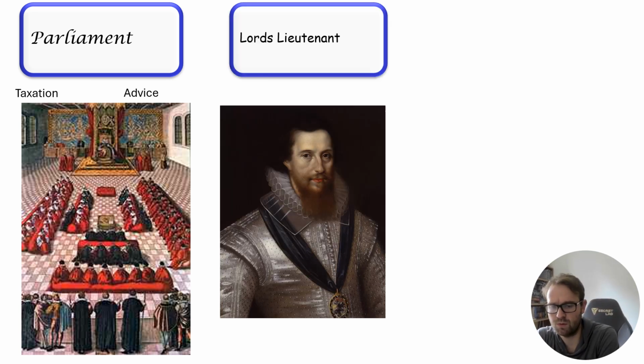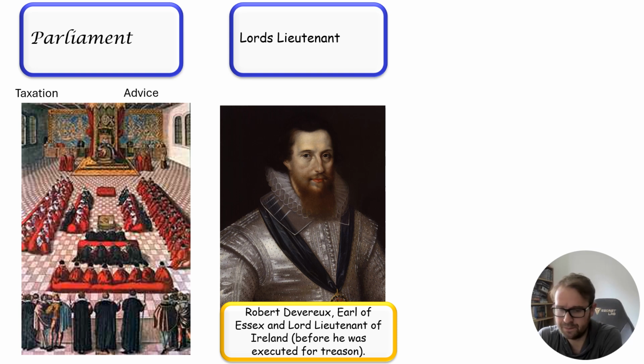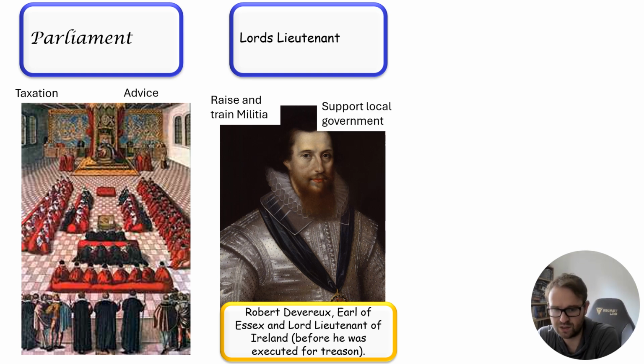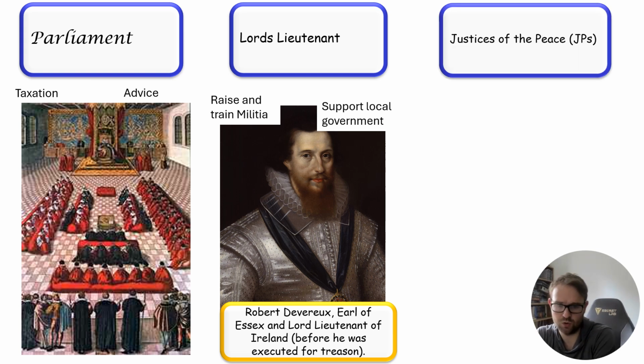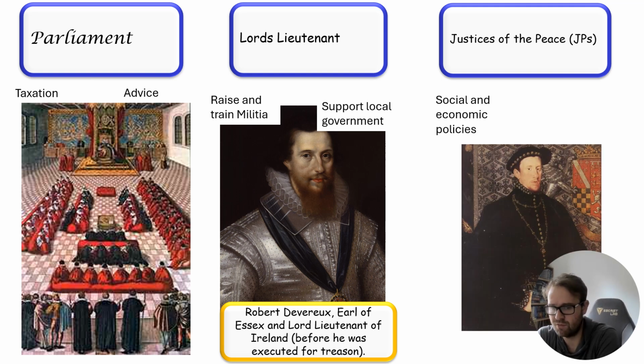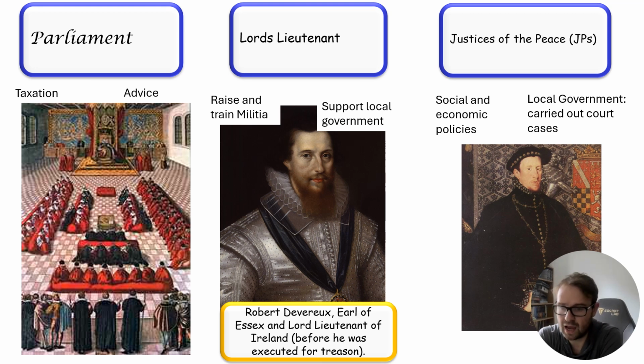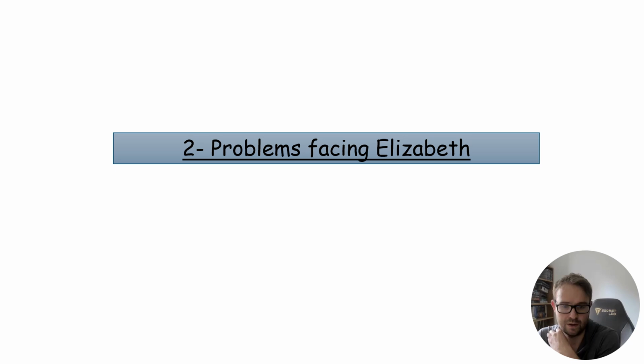Right, the Lords Lieutenants, probably less familiar with these guys. You probably won't remember this one, but their main role is to raise and train the militia. So think of them as almost like a defence force. Again, they support the local government and the Justices of the Peace. So this is one you may be more familiar with because of their involvement in the poor laws. So their role is social and economic issues. They carry out court cases in local government. Remember, they're the ones who collect in the poor relief when we get to the vagabondage in our third topic.